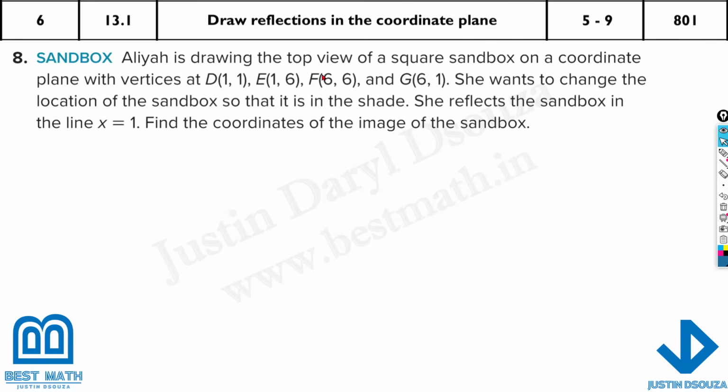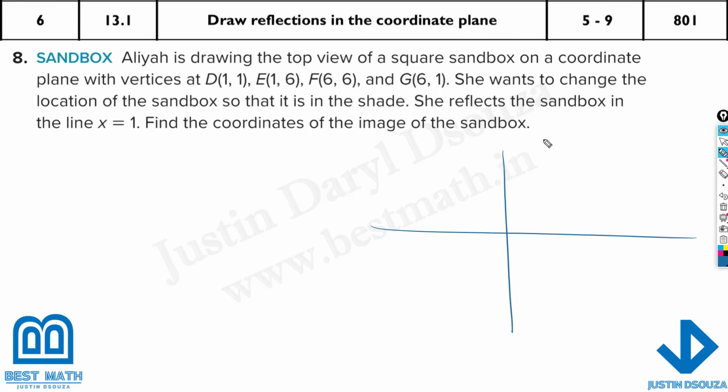Alia is drawing the top view of a square sandbox on a coordinate plane with vertices given over here, D, E, F, G. She wants to change the location of the sandbox so that it is in the shade. She reflects the sandbox in the line x is equal to 1. Find the coordinates of the image of the sandbox. Just like what we have done a while ago. So I'm going to strategically choose a point. Now here there are many points, but look into the options and choose any one. You can even do all the points.